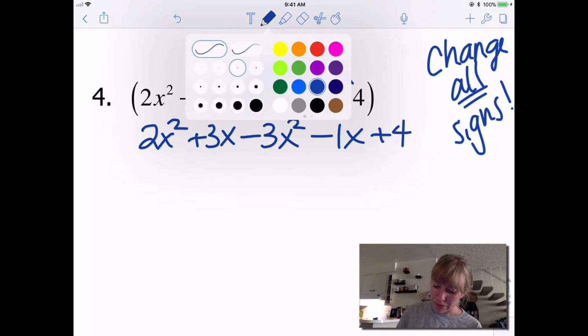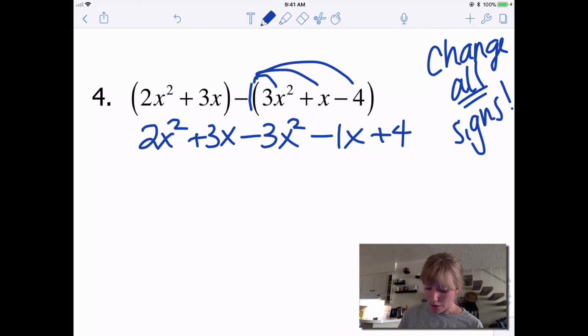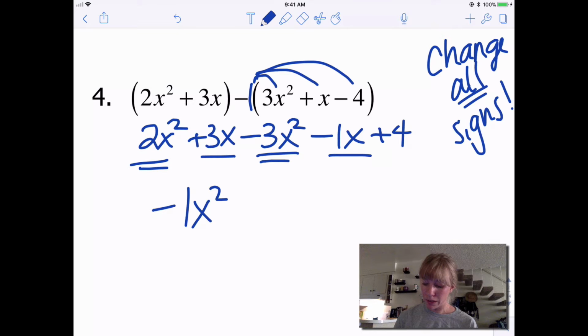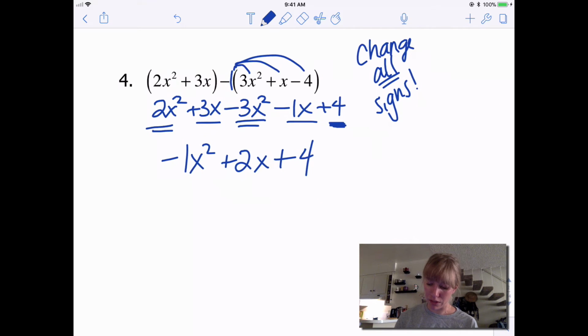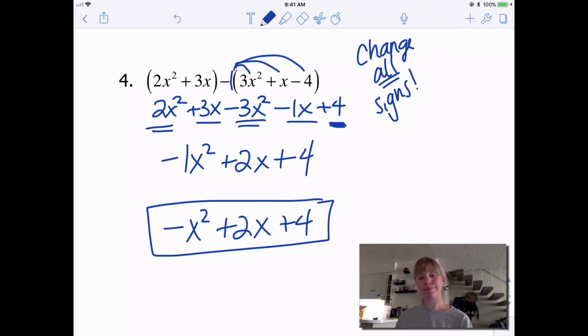And then we'll combine some like terms. Actually, I'll stay in blue. My x squared terms, 2x squared plus a negative 3x squared. That's negative 1x squared. 3x plus negative 1x. 3 plus negative 1 is 2x. The x's don't change. And then 4, this one's kind of a lonely guy. He doesn't have anyone to add like terms with, so I just have a plus 4. Negative x squared plus 2x plus 4 is my final answer.